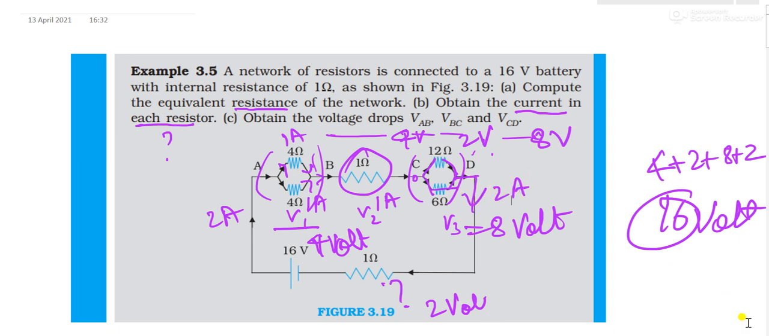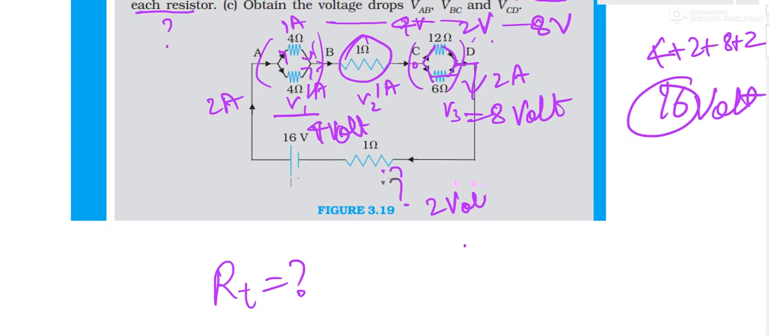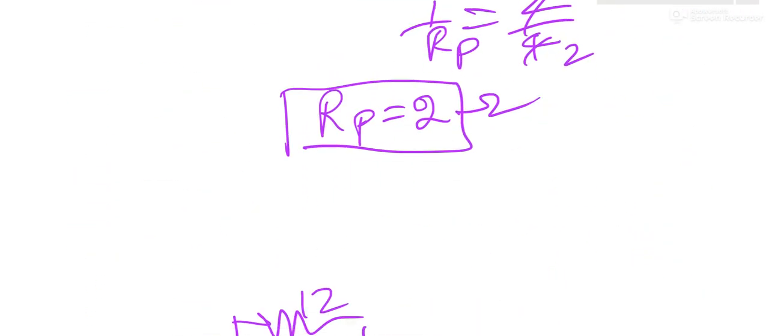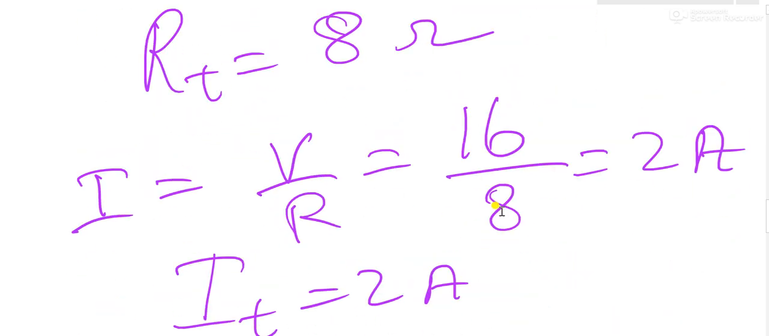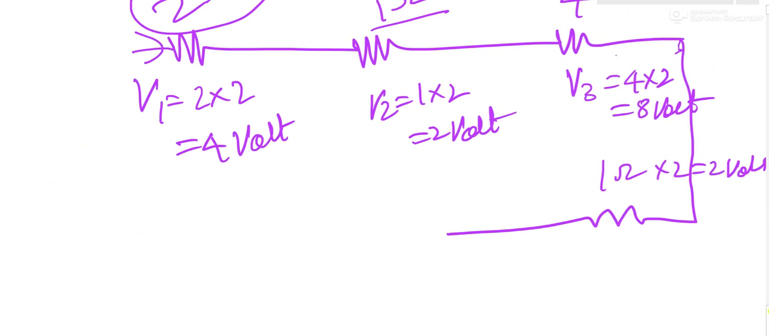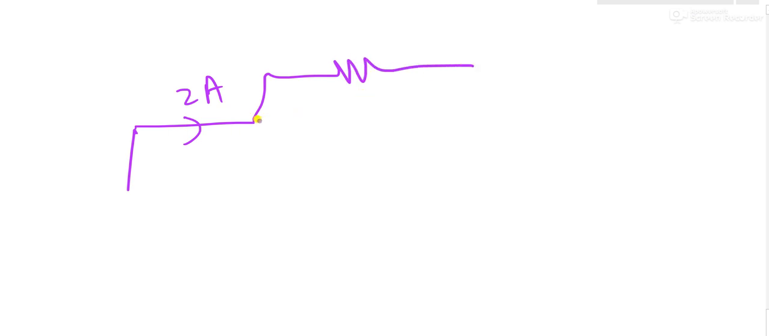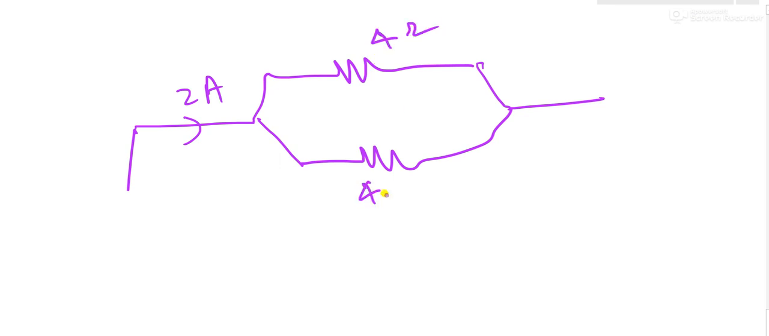Okay. Now I'll be doing the current on each. See how I am doing. I know voltage on each. Now I am going to do current on each. So I'll do the solution how to do that. Now see here, current is coming this path 2 ampere. Here I have 4 ohms, here I have 4 ohms. Voltage we have, it's going to be 4 volt.